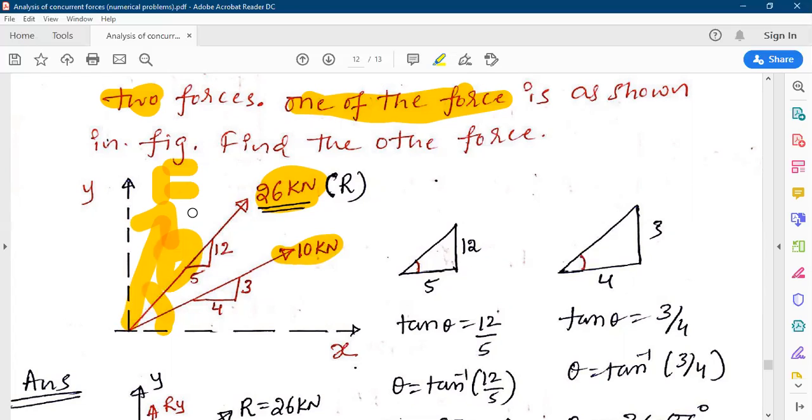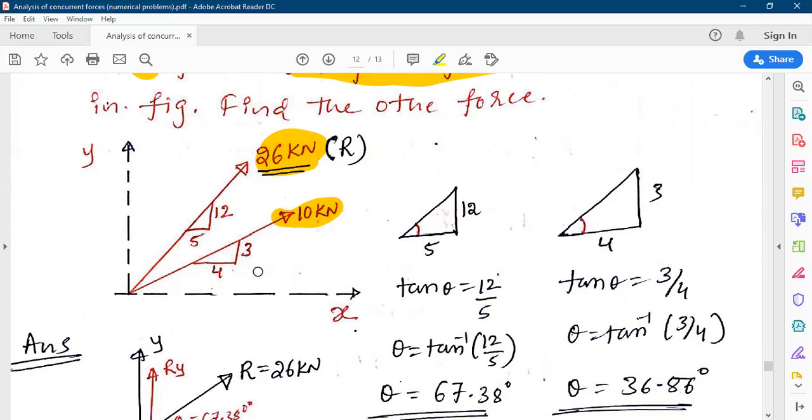This is the question, where the resultant of the forces is shown and one force is 10 kilonewton. Out of these two forces, only one force is shown, the other is not shown. And they are giving the angle of inclination in terms of slope. For the 10 kilonewton force, the slope is 3 by 4. For the resultant force of 26 kilonewton, the slope is 12 by 5.